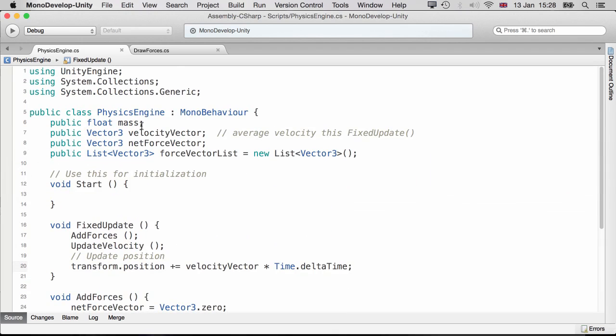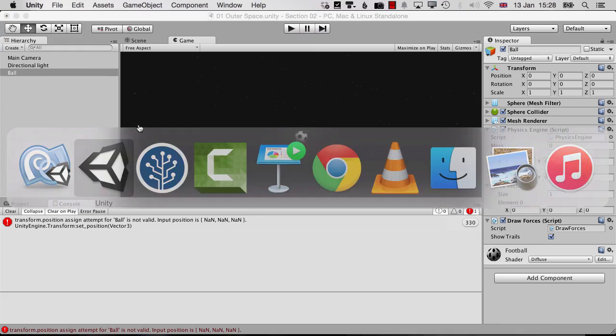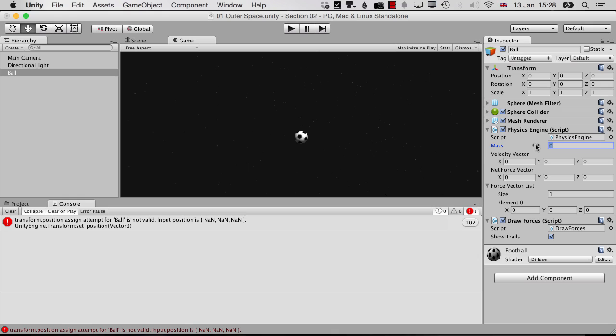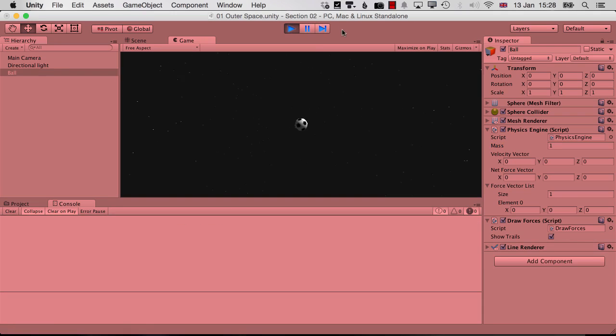So even if we initialize our mass over here to say 1 float and then try running, you may still find you have exactly the same problem because the inspector has overridden. So the key here is to set a mass. I'm going to set it to 1 for 1 kilo right now. Now hit play. It just sits there.